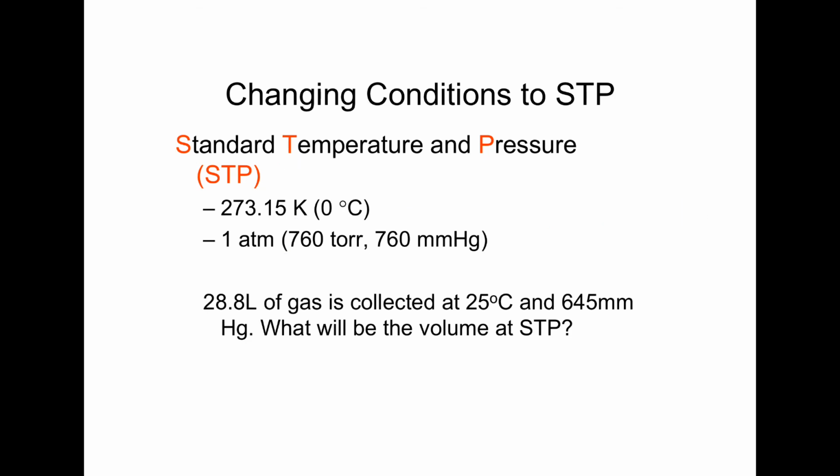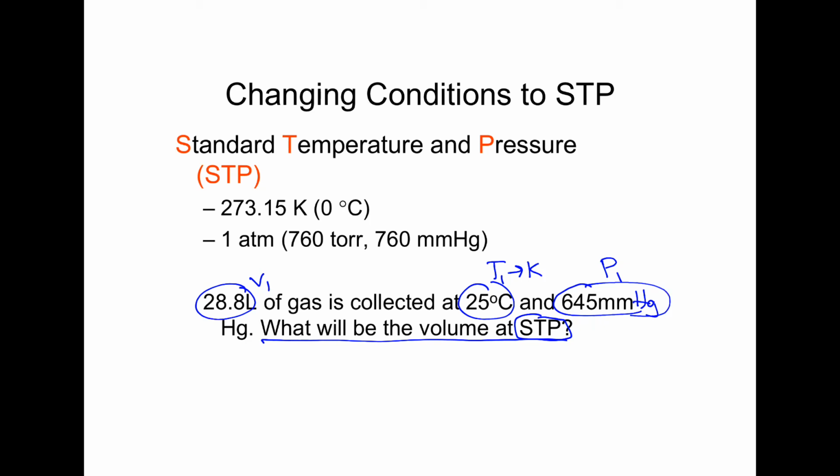Let's practice with this problem down here at the bottom. It says that we have a volume of gas. So we have a volume 1, and it's collected at 25 degrees C. That's a temperature one, but we're going to convert that to Kelvin. And 645 millimeters of mercury. That's a pressure one. What will the volume be at STP? So anytime you see those words, you know that you are trying to find the volume at standard temperature, which is 273.15 Kelvin. So that's going to be your T2. And your pressure is going to be 1 atmosphere. That's going to be your P2.